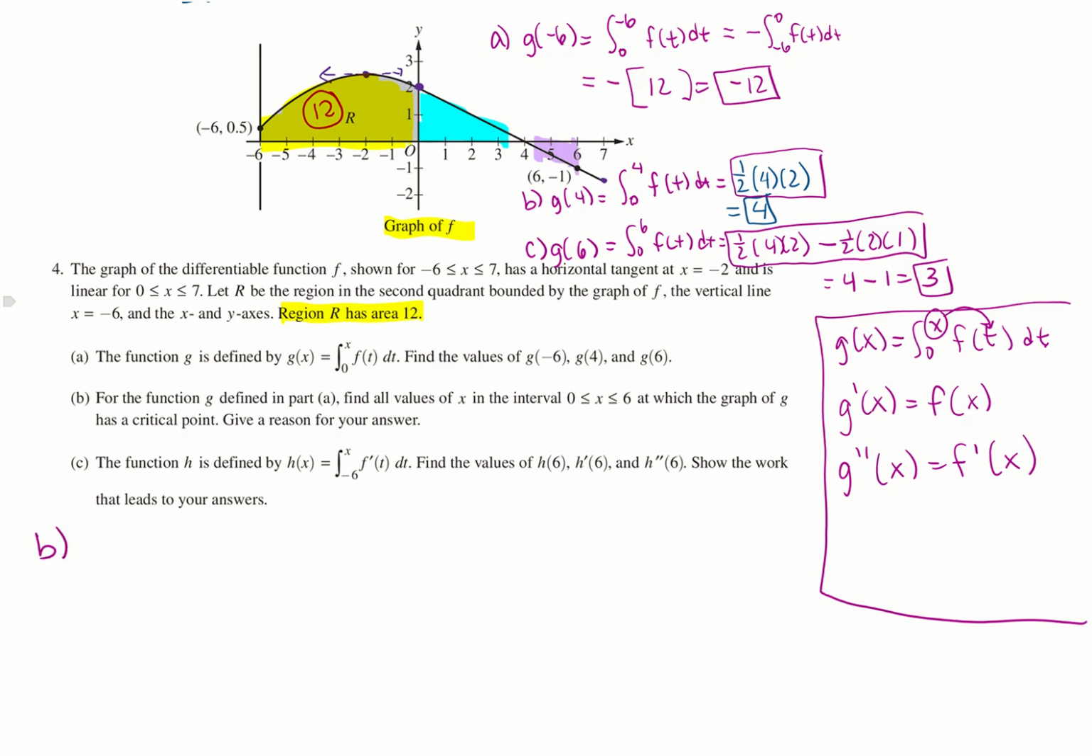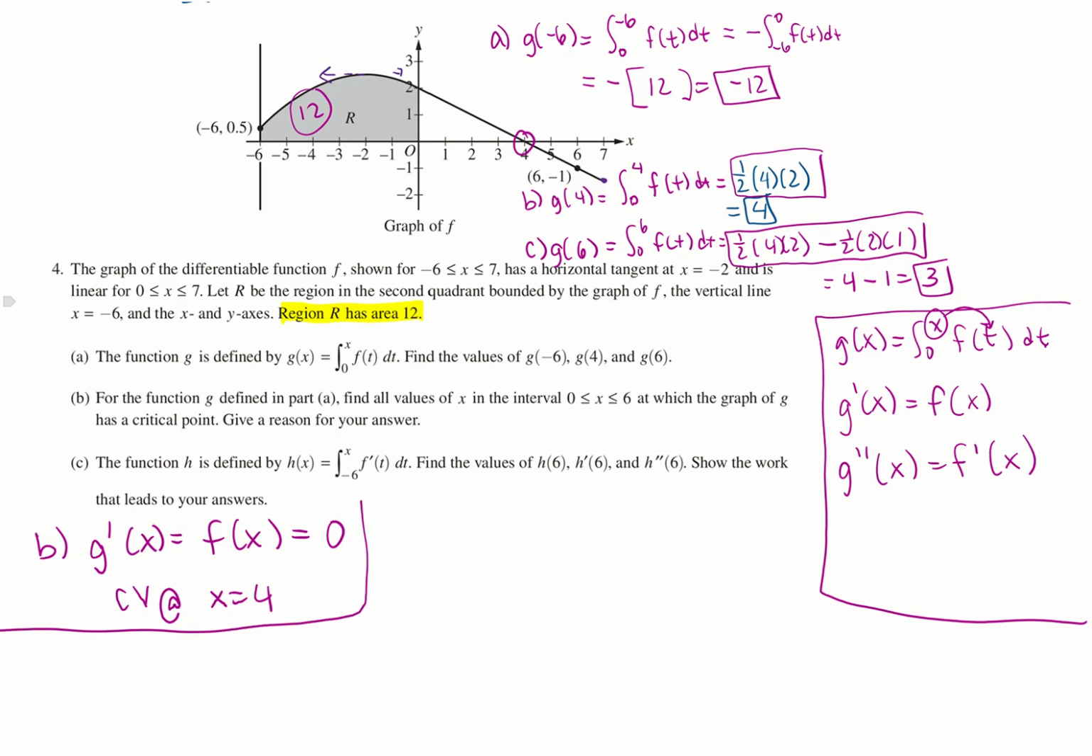a problem like B. So for B, what I'm trying to say is that to find a critical value, I want the derivative, which I just said, of g, which I just said is f, and I need to set that equal to 0 and solve. So if I look at my graph here of f, I'm trying to see where does this equal 0? Well, that means where does it have a height of 0? Well, that's at 4. So I have a critical value here at the instance when x is equal to 4. That's the only work that I need to do on this problem, is just saying that I'm looking where g prime, which is the same as f, is equal to 0.